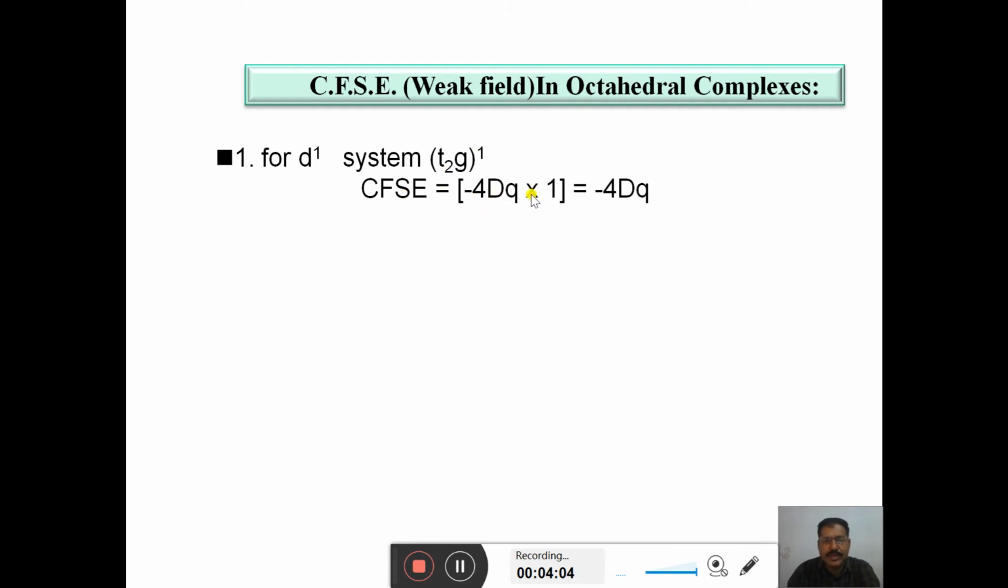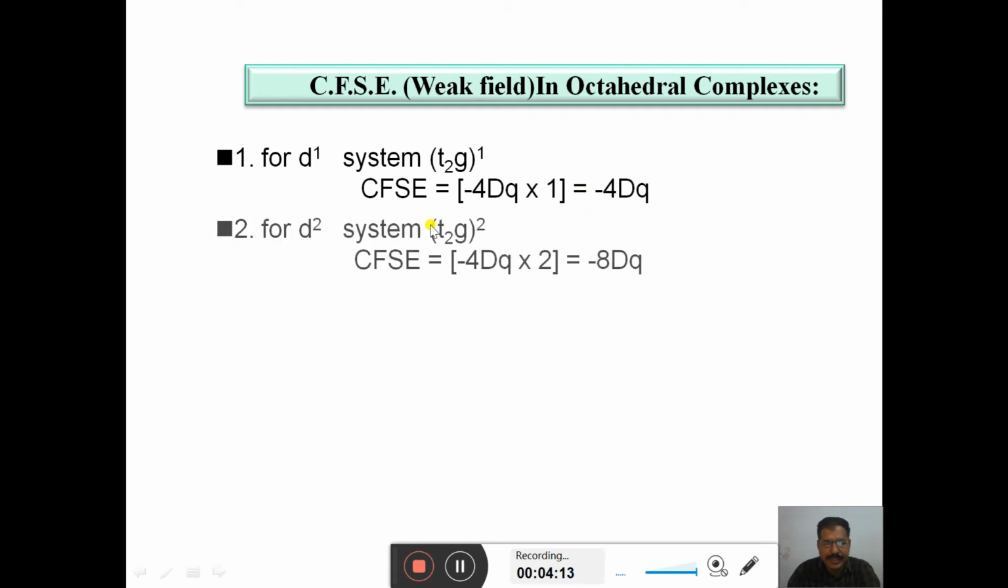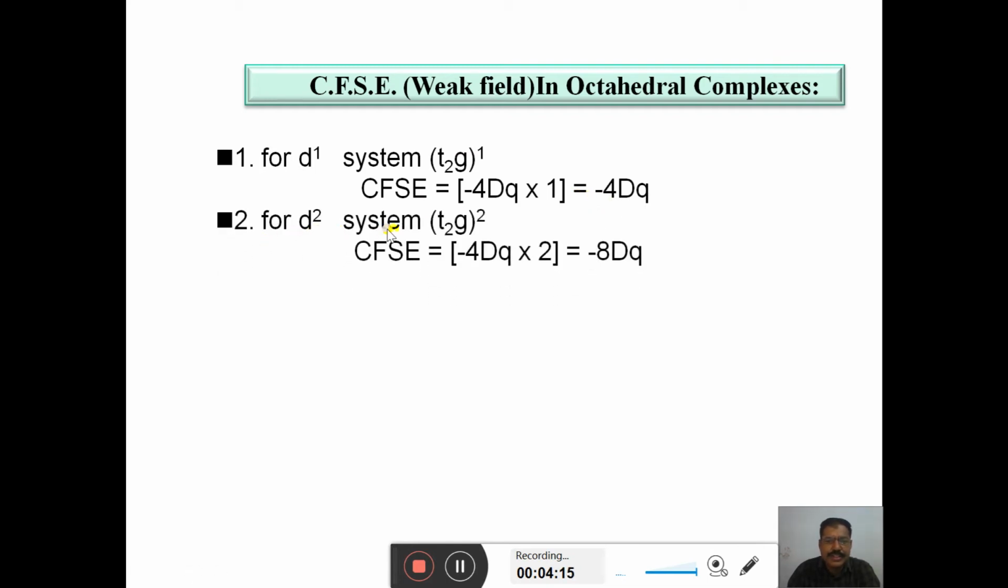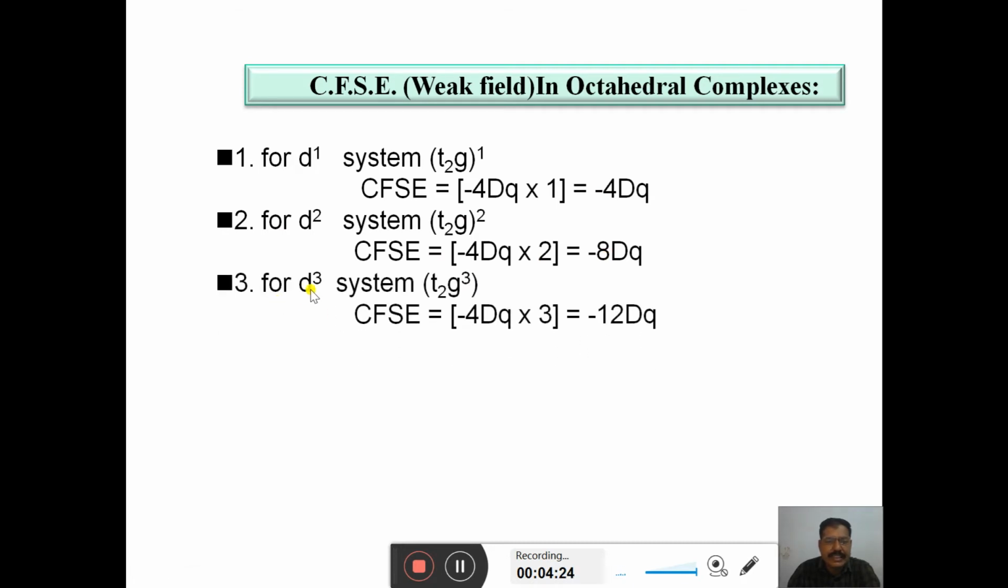Now we consider some more examples. For a d1 system, t2g1, CFSE is equal to minus 4 Dq times 1, the number of electrons in t2g, which is equal to minus 4 Dq. Now for a d2 system, t2g2, CFSE is equal to minus 4 Dq times 2, which is minus 8 Dq. Now for the d3 configuration, t2g3, CFSE is equal to minus 4 Dq times 3 electrons in t2g, which is equal to minus 12 Dq.